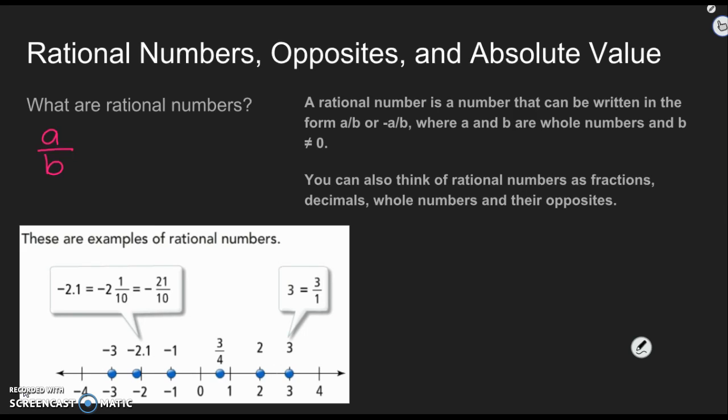There are some examples on the screen. -2 1/10 is a decimal, but it can be written as the fraction -2 1/10 or -21 over 10. 3 is a whole number, but it can be written as a fraction. Remember, to write a whole number as a fraction, we put the whole number over 1. So 3 over 1 is a fraction, which means 3 is a rational number. Rational numbers are any whole numbers, fractions, decimals, and integers. Remember, a whole number is a positive number. Integers can be positive or negative whole numbers.